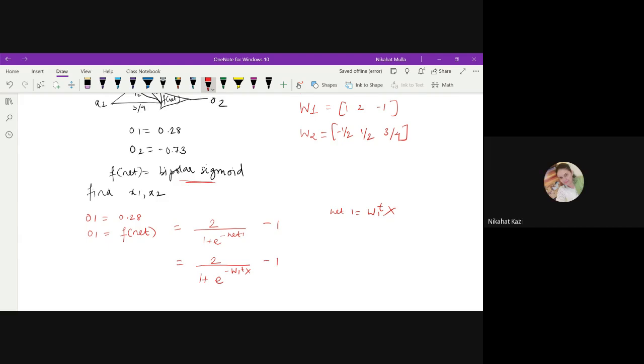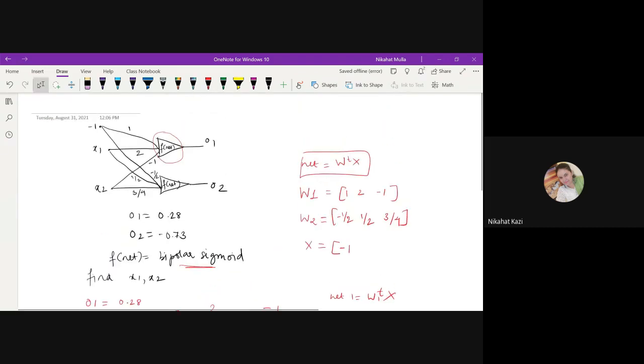I have W1 transpose X, but I don't have X with me, so X also I need to write. So what is X now? I have x1 and x2. Let me write X also as a vector. X is x1, x2, and -1 is the bias which is given to us. I'm going back to the network. So look at X. X is this vector, right?